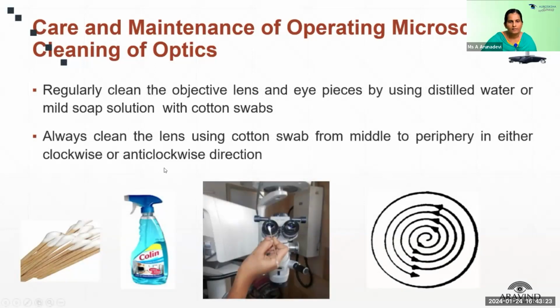Cleaning of optics. Clean the objective lens and the eyepieces using cotton swabs dipped in oil soap solution, in a clockwise or anti-clockwise direction from center to periphery. After that, clean 2 or 3 times using dry cotton to remove the stain caused by the solution. Do not clean in a zigzag manner.